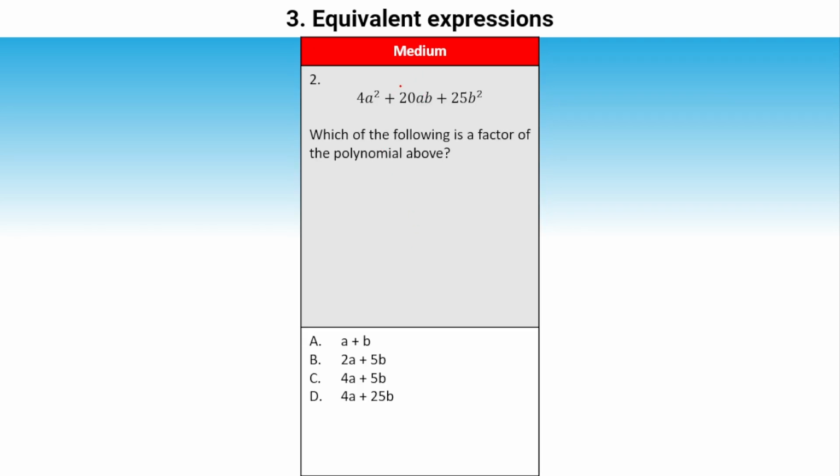Medium. You are given this: which of the following is a factor of the polynomial above? In case you don't know what to do when you are given an algebraic expression, always think as FF. FF means either use formula or factorize. So you can see here, this is a perfect square, this is a perfect square, so there is a high chance you could convert it into the formula.